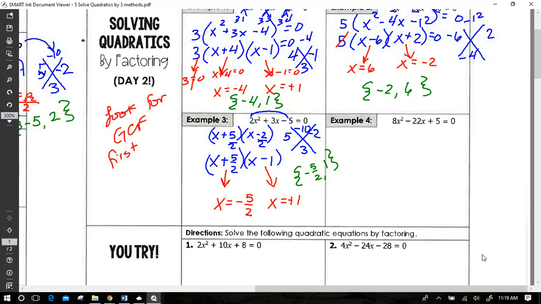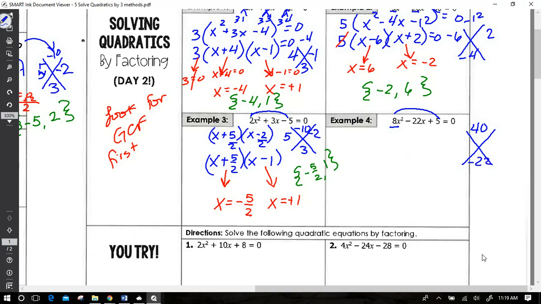Last example that we're going to do for today, and then I'm going to leave you with some you try problems, okay? So I'm already set equal to 0. I have an 8, a 22, and a 5, so no GCF. But I do have an A value greater than 1, so slide and multiply. Fill in your X puzzle.